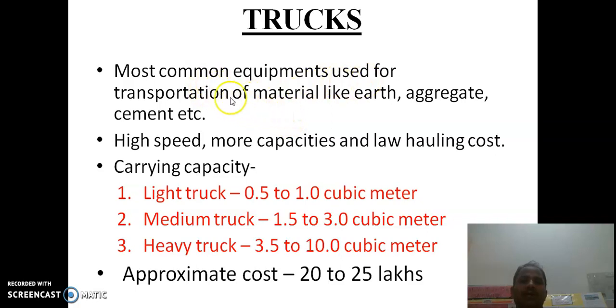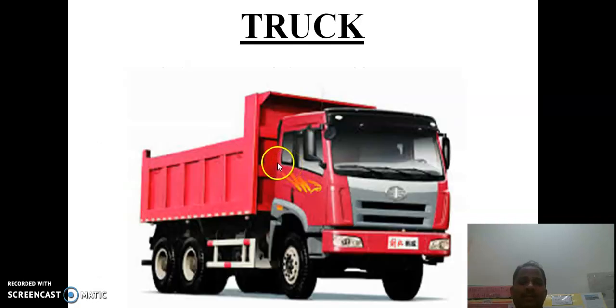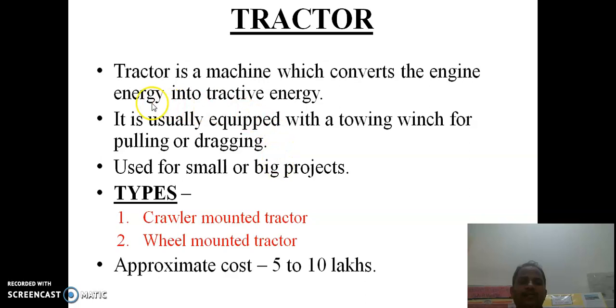Most common equipment used for the transportation of material like earth, aggregate, cement. Tractor, we also see tractors. Tractor is a machine which converts the engine energy into tractive energy, that is, material is transported to another place.